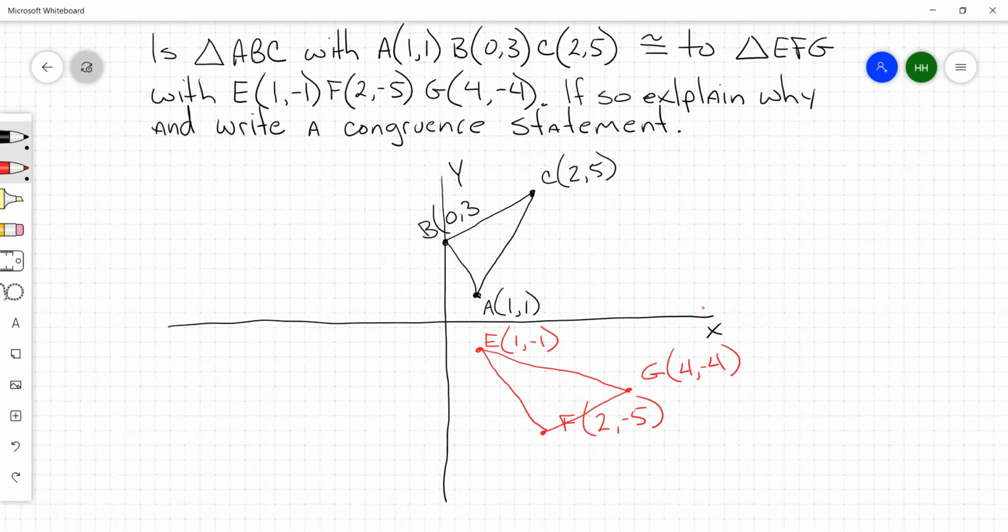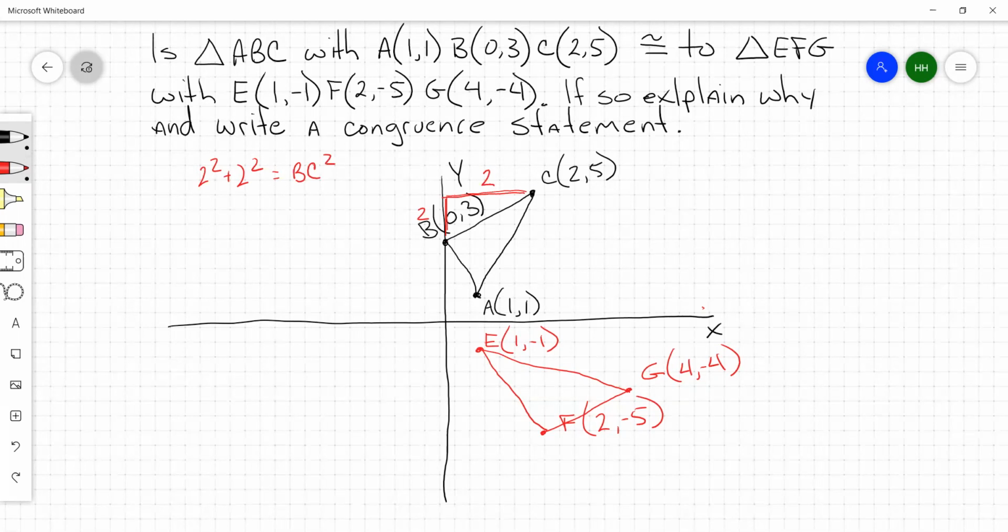All right, we need the distance from B to C. From B to C. So I take that and I turn it into a right triangle, just like this. It's got a horizontal leg and a vertical leg. Now, my horizontal change goes from 0 to 2, so that's a 2. My vertical change goes from 3 to 5, so that's a 2. So the length of that leg, BC, is equal to 2 squared plus 2 squared equals BC squared. So what's 2 squared?